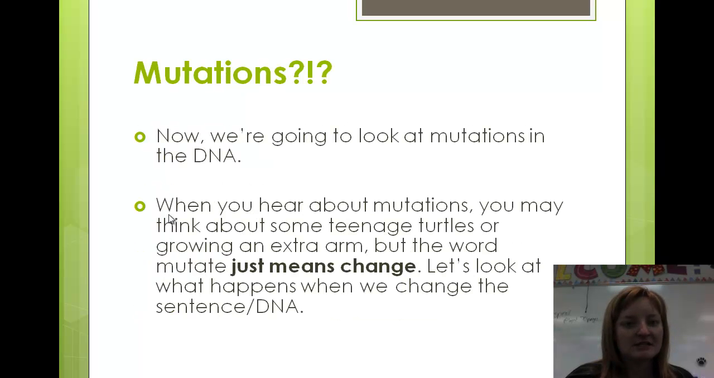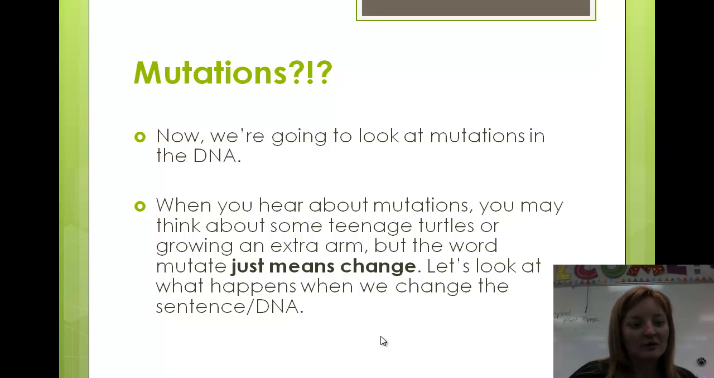Now mutations. Mutations are things that we think of as maybe a change. We think of them as mistakes. They have a negative connotation, but they are not always negative. You may think about Teenage Mutant Ninja Turtles, you may think of the X-Men, or growing a third eye, or having an extra arm, but it's usually not as dramatic or as awesome as that. It just means a little bit of change, in this case, in your DNA.